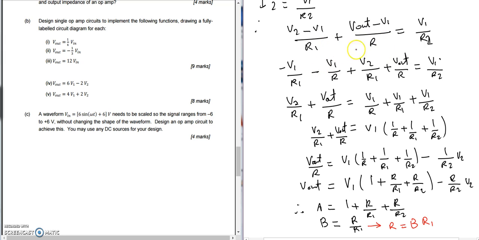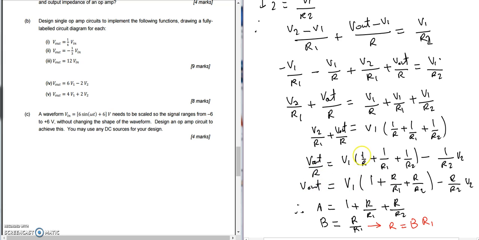And then we manipulate, so we do the following steps. Here we just separate them. And then here we put V1 on one side, so we just shift it to the other side. So V1 over R, V1 over R1, V1 over R2. Then we take V1 as a common factor, so what's left is 1 over R plus 1 over R1 plus 1 over R2. And then we put this on the other side, just like that. And then we multiply by R both sides.